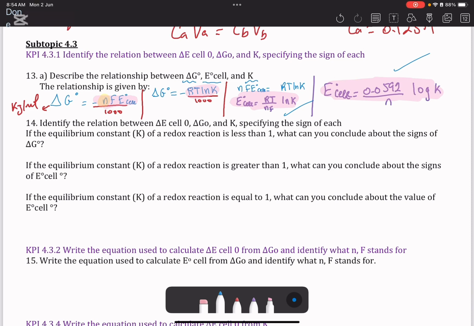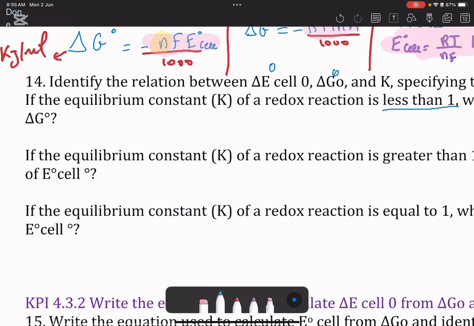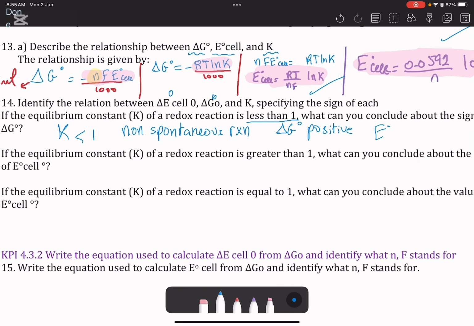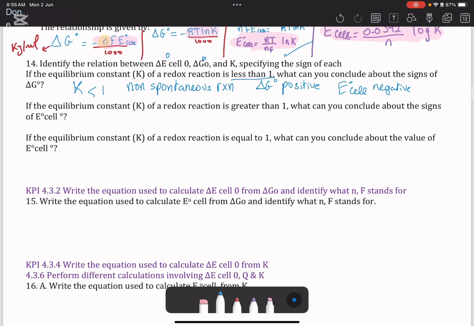Identify the relationship between standard E cell, standard Gibbs free energy, and K, specifying the sign of each. If the equilibrium constant K of a redox reaction is less than 1, here we are dealing with a non-spontaneous reaction, a reaction that doesn't want to proceed forward. At this point, the standard delta G is going to be positive, more than 0, and E cell is going to be negative.